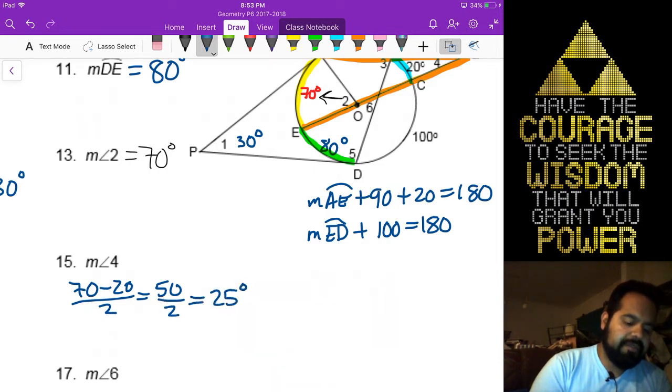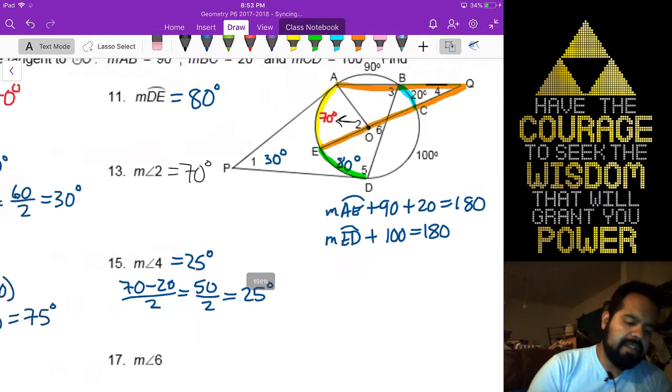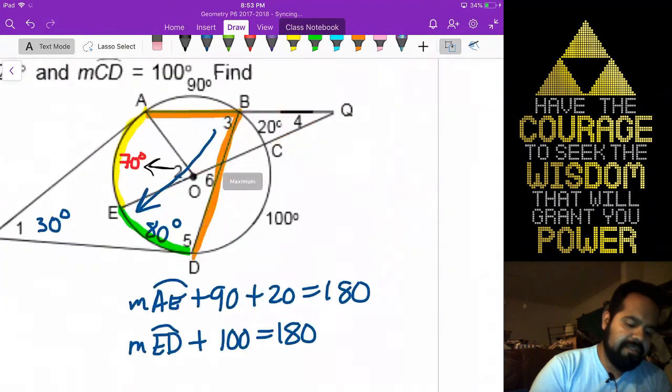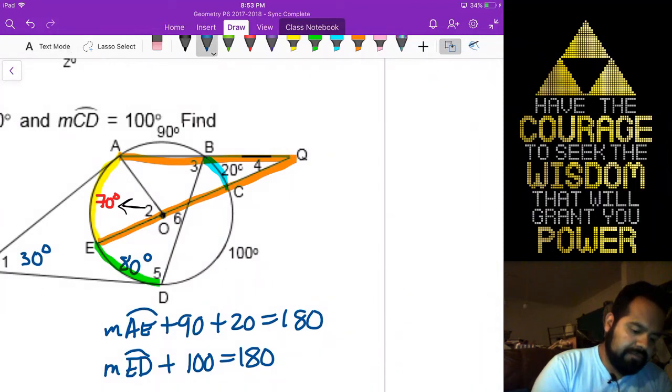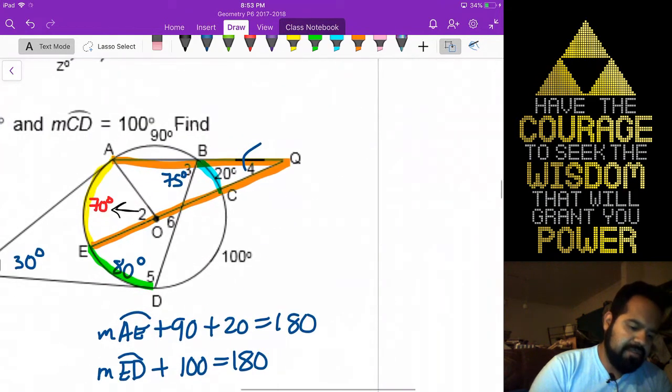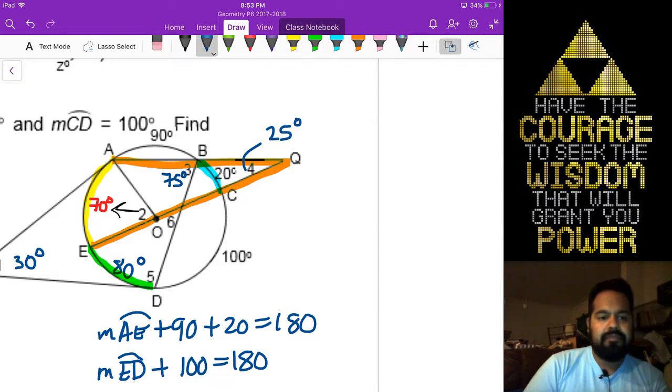So then angle 4 equals 25 degrees. I realized I never wrote in angle 3's measurement, 75. And then what did we say that was? 25. All right.